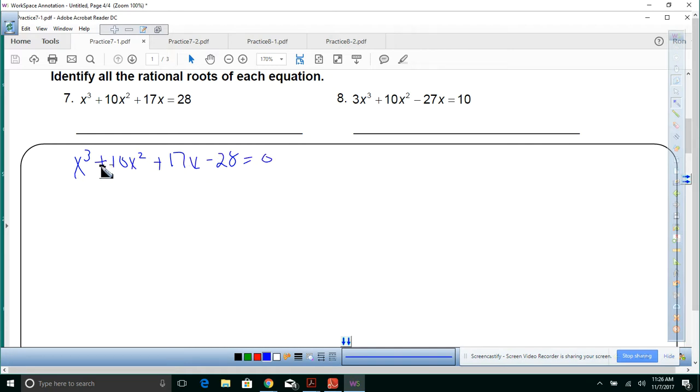We have 4 terms, so we'll try grouping, you got here and here, and then here and here. So we can take an x squared out, and that's going to leave us with x plus 10, and 17 is prime, so we can't take anything out of there. So we cannot do this one by grouping.